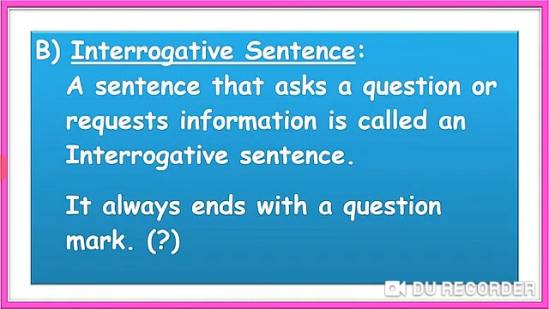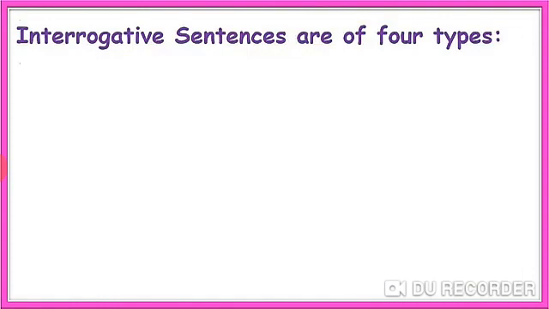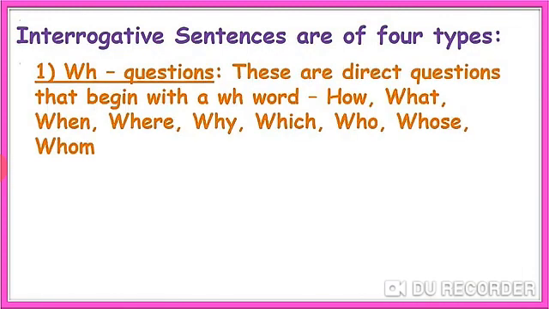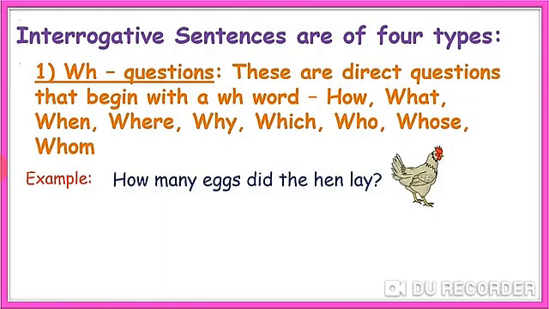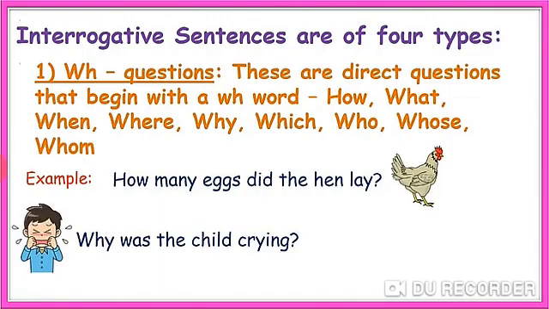Now let's understand what an interrogative sentence is. A sentence that asks a question or requests information is called an interrogative sentence. It always ends with a question mark. Interrogative sentences are of 4 types. The first one is WH questions. These are direct questions that begin with the WH word: how, what, when, where, why, which, who, whose, whom. For example, how many eggs did the hen lay? Why was the child crying? Where is my book?